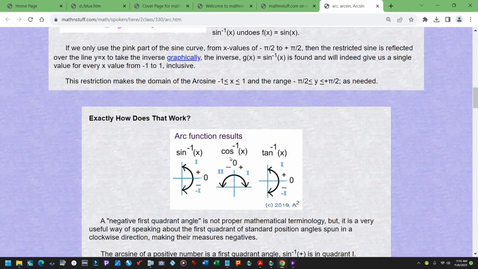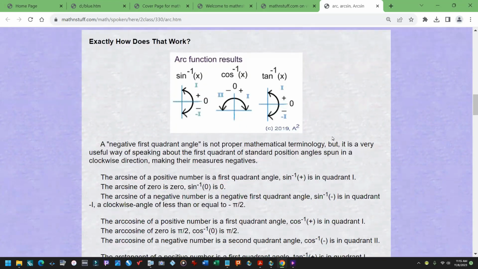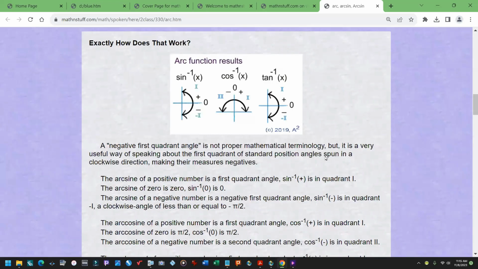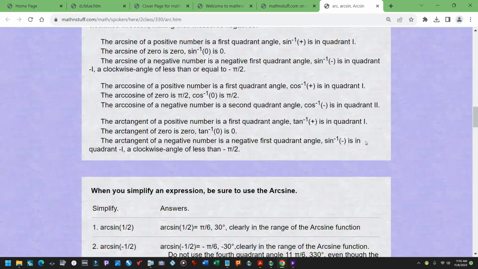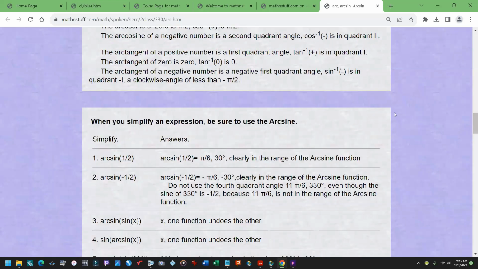If you want the angle whose cosine is 0, it's pi over 2. If you want the angle whose cosine is positive, it's in the first quadrant, and the angle whose cosine is negative is in the second quadrant. Tangent works the same as the first. It's all written there in case you want to read it again.